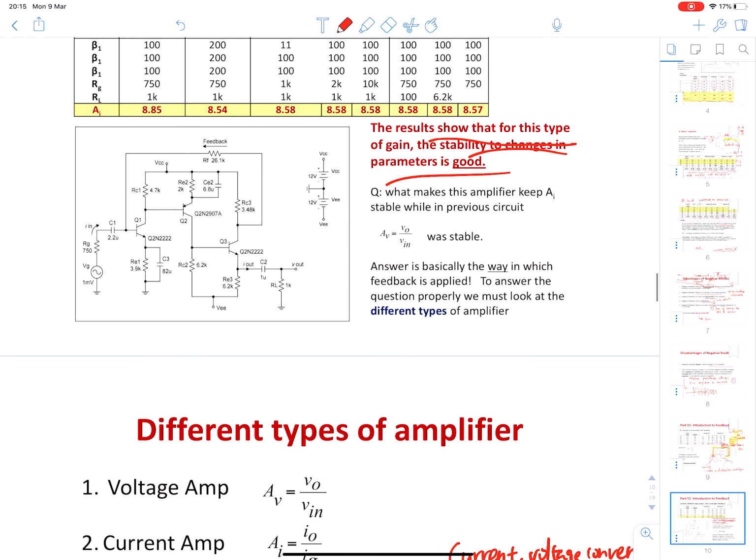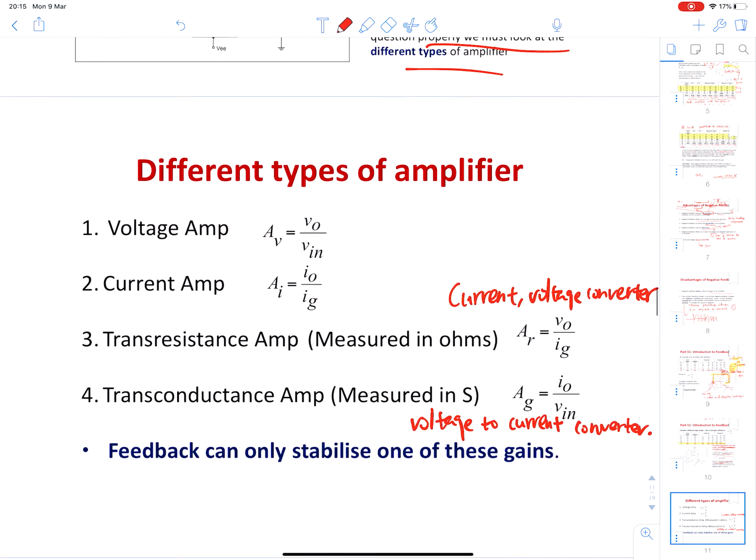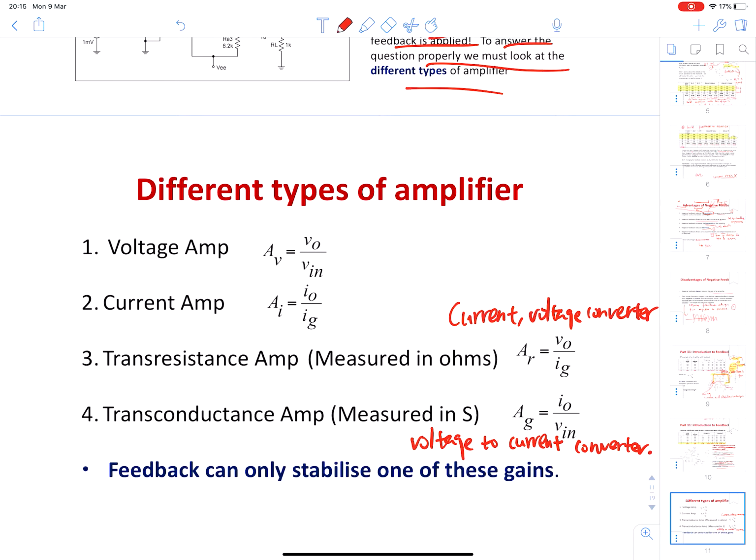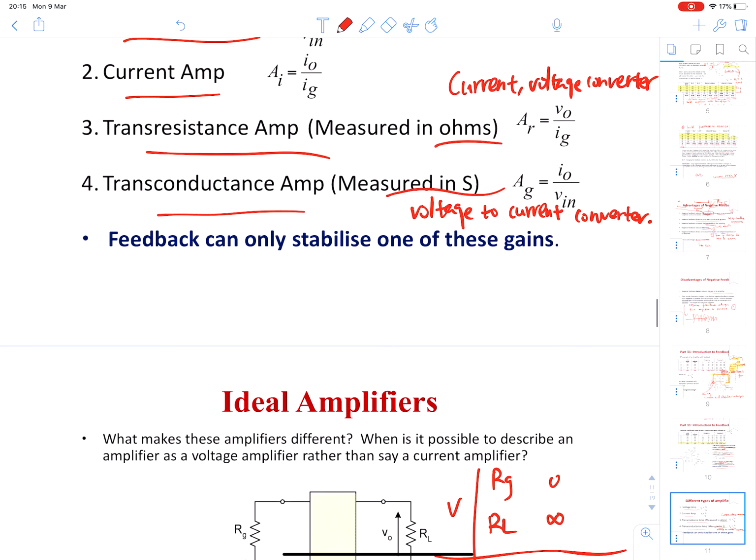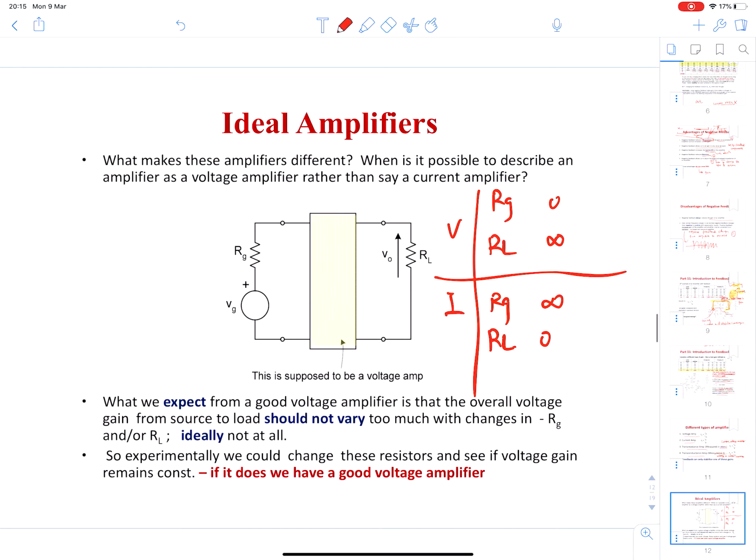So what makes the amplifier stable? The answer is basically the way in which the feedback is applied. We need different types of amplifiers: for example, the voltage amplifier, the current amplifier, the transresistance amplifier, and the transconductance amplifier. The transresistance amplifier is measured in ohms. The transconductance amplifier is measured in siemens. The feedback can only stabilize one of the gains for an amplifier.